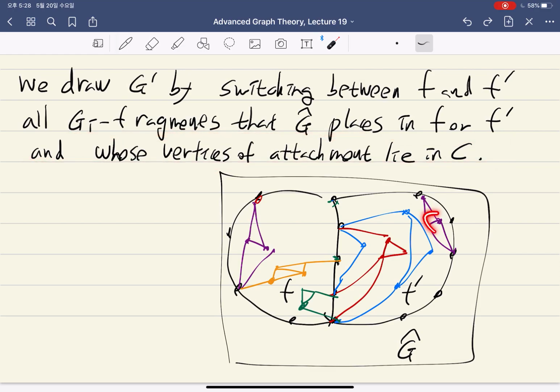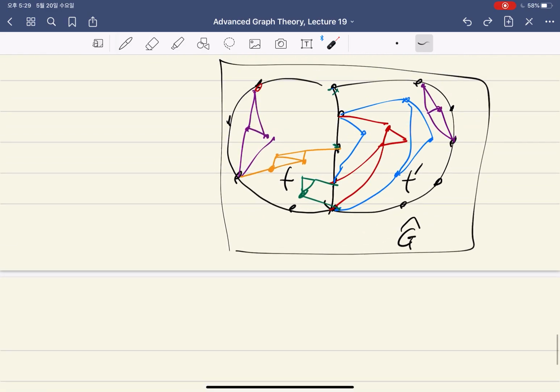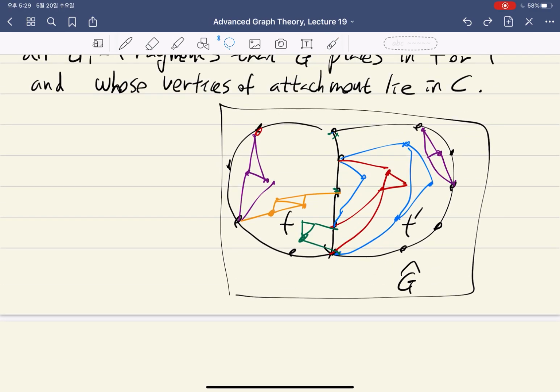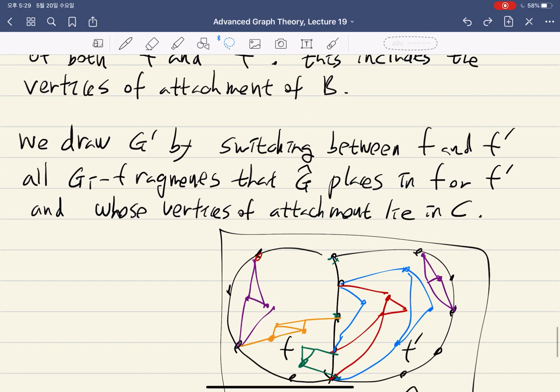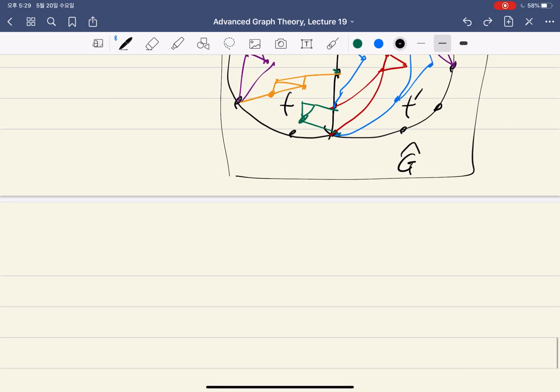While doing that, we keep this purple one and we keep this purple one because its vertices of attachment are not in C. Also, we keep this orange one in here. So that's what we do here from this G hat. This changes.